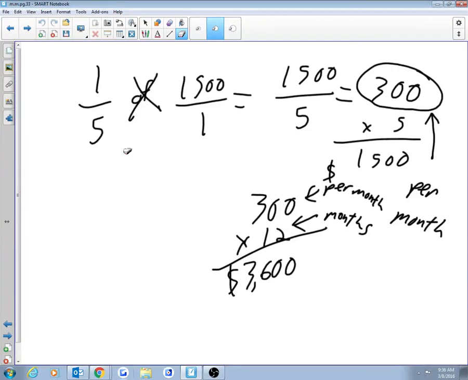Question 1 on page 33. Javier's monthly net income is $1,500. He requests that the bank deposits one-fifth. Of means multiply, 1,500. That would give us 1,500 divided by 5, which is $300. $300 per month is being deposited into the savings account.